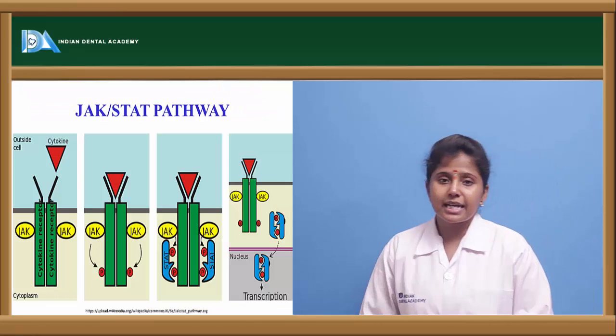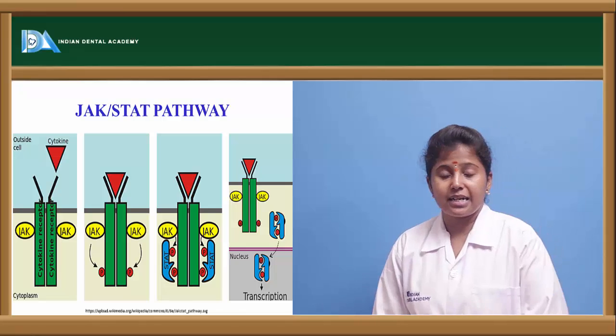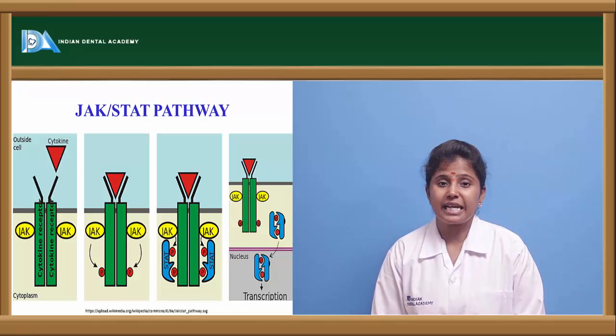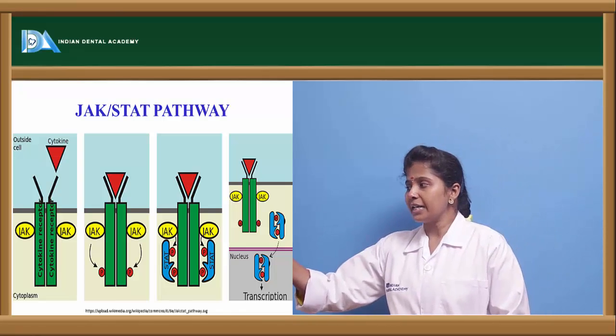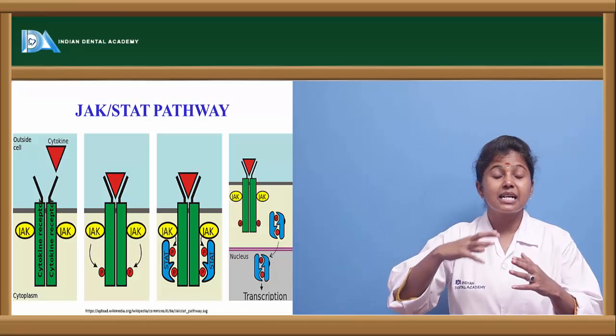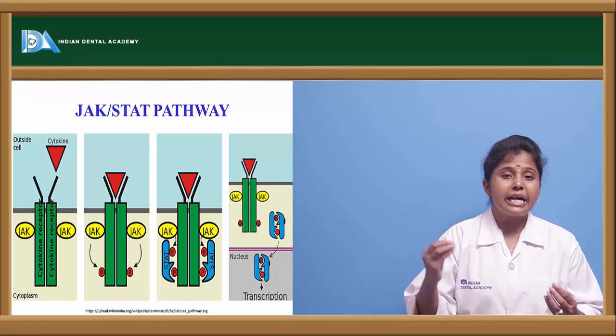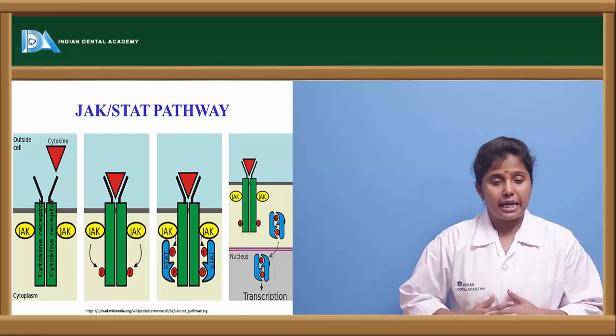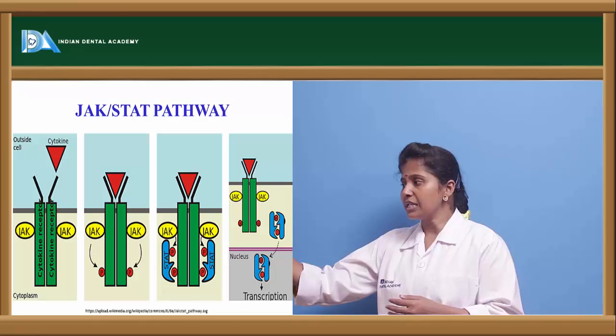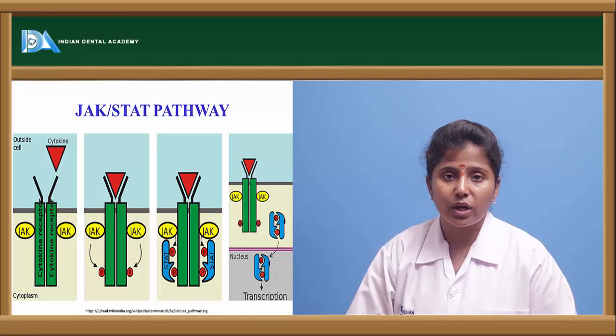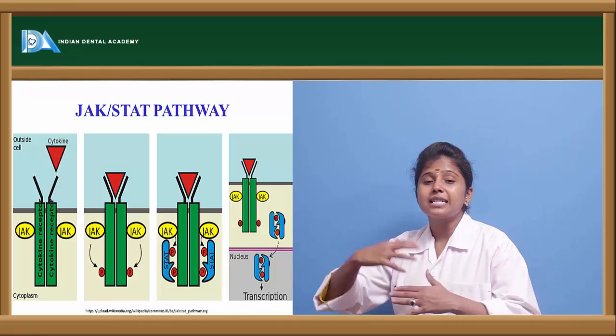The other one is the JAK-STAT pathway. JAK means Janus kinases. Here the cytokines include interferons, interleukins, and similar chemical substances in the body. So when the cytokine binds to the cytokine receptors, the JAKs are released.